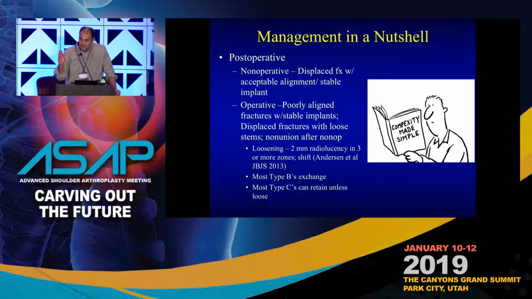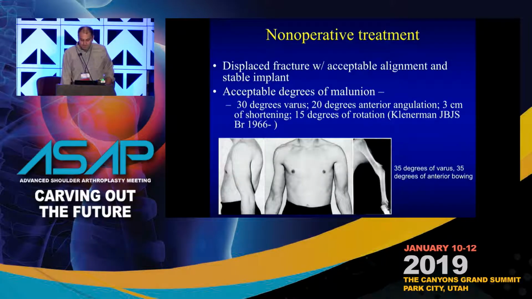Making a decision between ORIF versus revision is based on implant stability. We know from several studies that greater than 2 millimeters of radiolucency in 3 or more zones on the humeral shaft, or a shift in implant alignment, is associated with a loose stem. Also, as I said in the last talk, if the implant isn't working well, that's also an indication to potentially revise it. In general, most Bs you need to pretty much exchange, but there are some that you can actually fix, and most Cs you can actually retain the stem and fix unless it's loose.